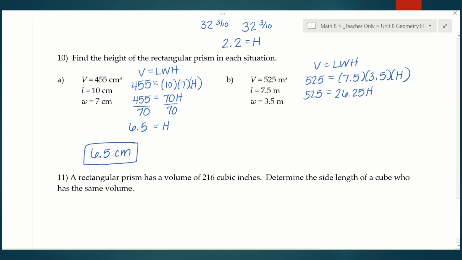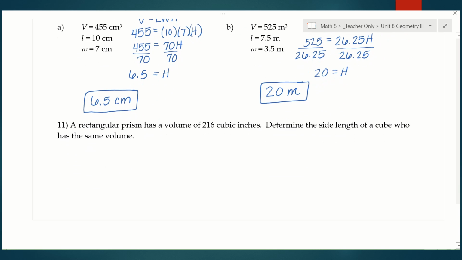Okay, so again, 26.25 times h means I need to divide by 26.25 to get h alone. And if you divide that out, you should be getting 20. And so my height is 20 meters.